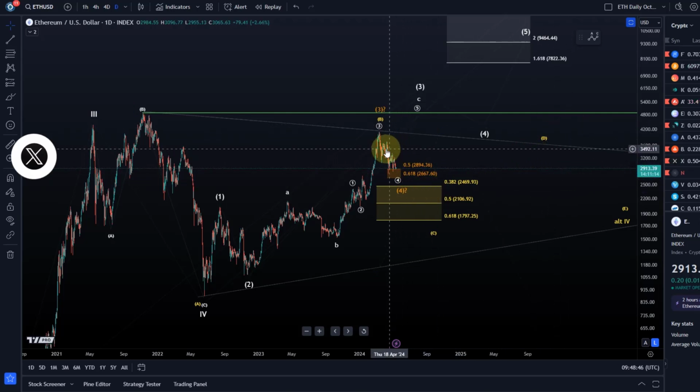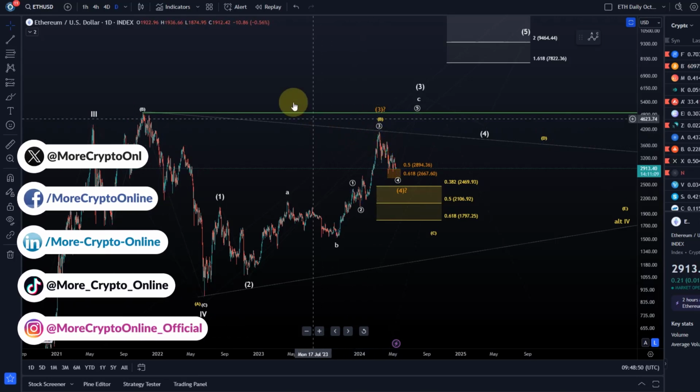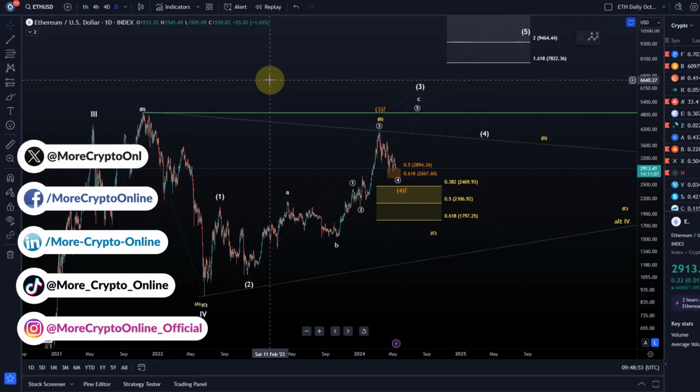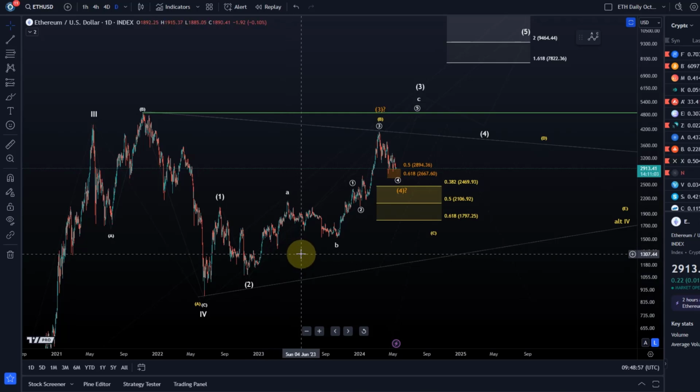Ethereum is currently caught in a correction, and we're on the daily time frame. I want to start there because I think it is important to have a good idea of the bigger picture at the moment. We're dealing primarily, at least in the preferred scenario, with the white count.